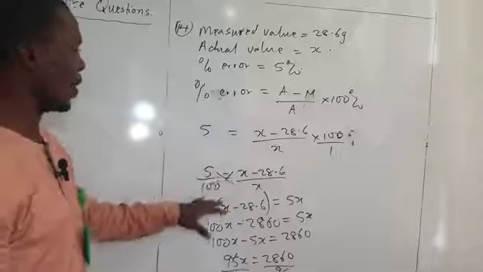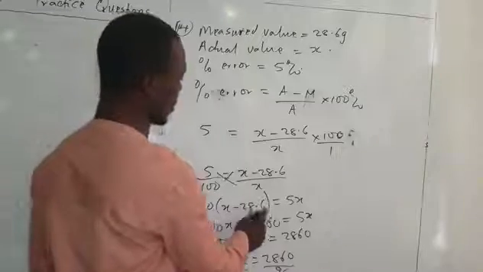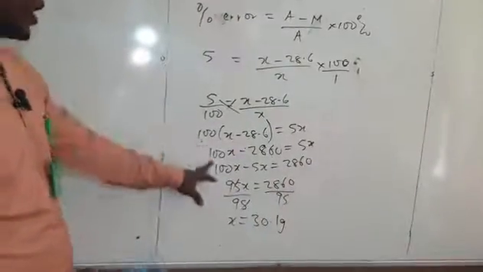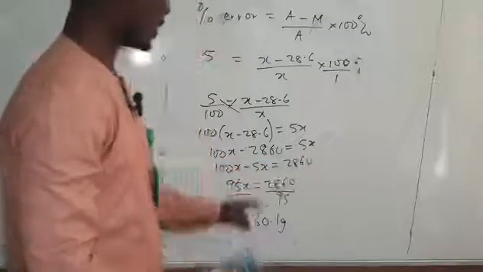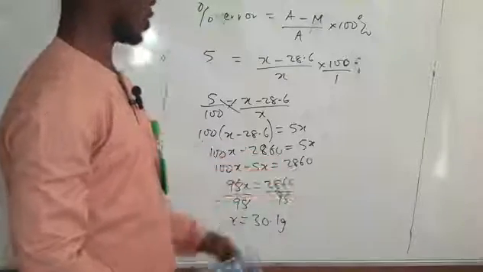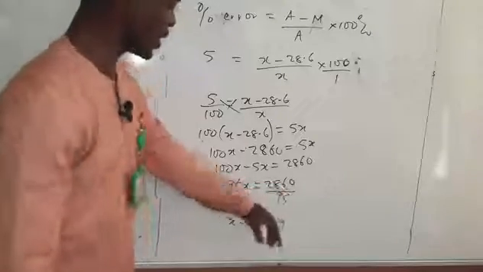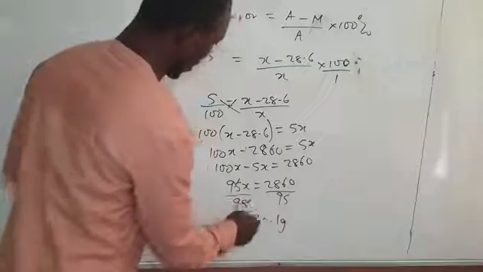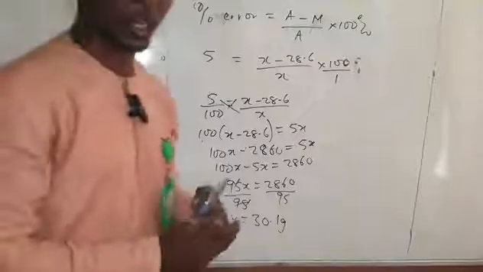Then we cross multiply. So we have 100 into X minus 28.6 equals 5X, that is 5 times X. So 100X minus 100 times 28.6, which gives 2,860, equals 5X. Then you collect like terms: 100X minus 5X equals 2,860. So 95X equals 2,860. Dividing by 95, we have X equals 30.1 grams, which is option A.